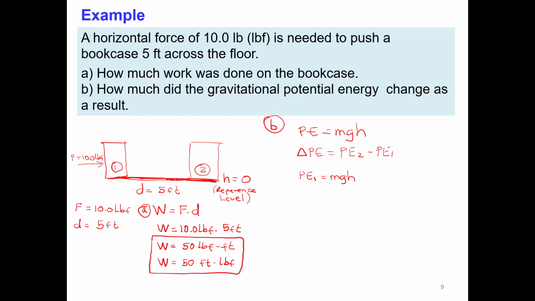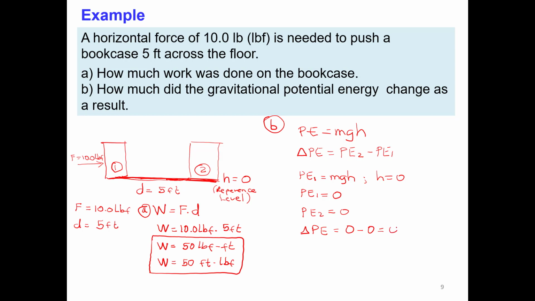We don't know the mass. We know the g value because it's the acceleration of gravity, but we know h, the height, equals 0 at this point. Then it doesn't matter what the mass is, the potential energy at this point will be 0. Why? Because h equals 0. We multiply any quantity by 0, we get 0. And the same situation happens at the second point. So the change in potential energy is 0.